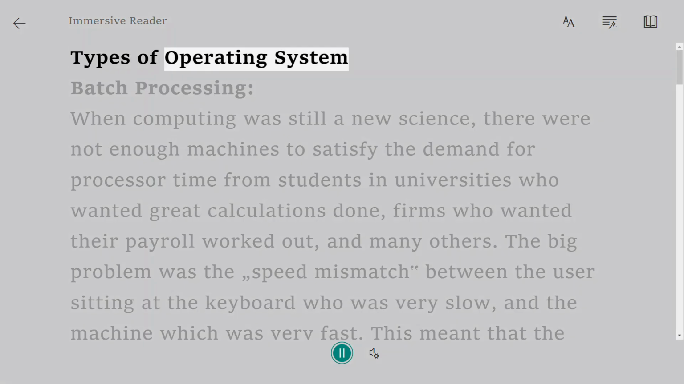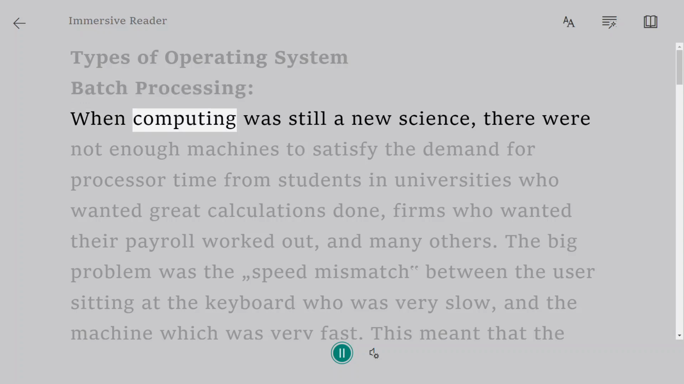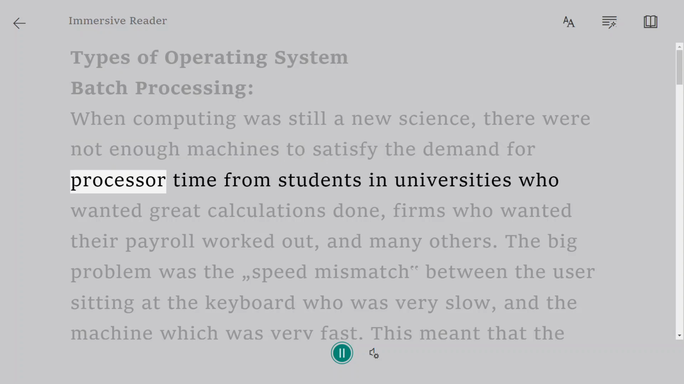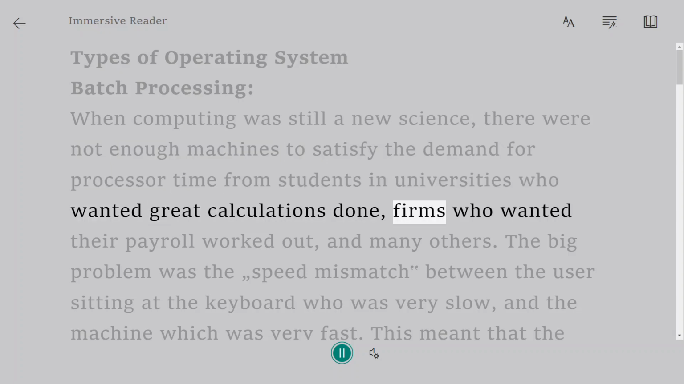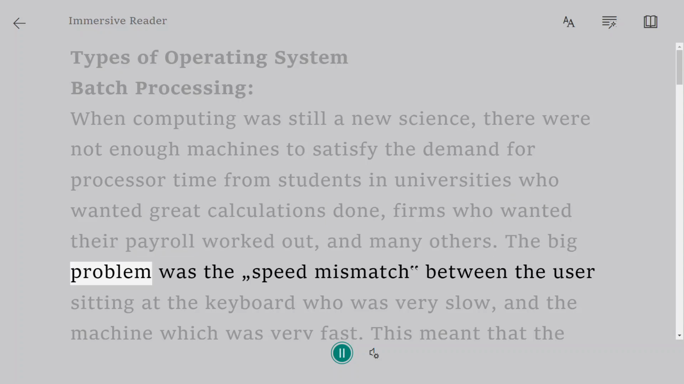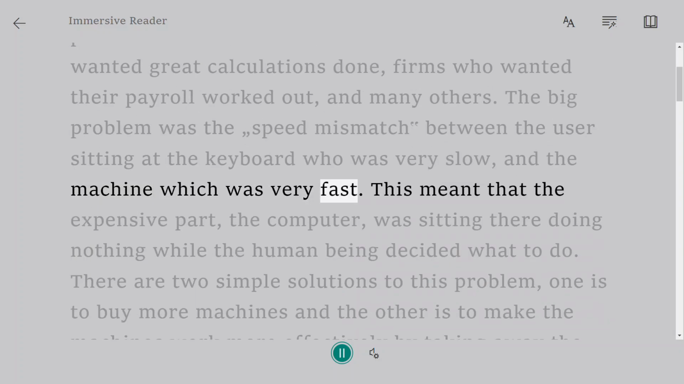Types of operating system. Batch processing. When computing was still a new science, there were not enough machines to satisfy the demand for processor time from students in universities who wanted great calculations done, firms who wanted their payroll worked out, and many others. The big problem was the speed mismatch between the user sitting at the keyboard who was very slow, and the machine which was very fast.